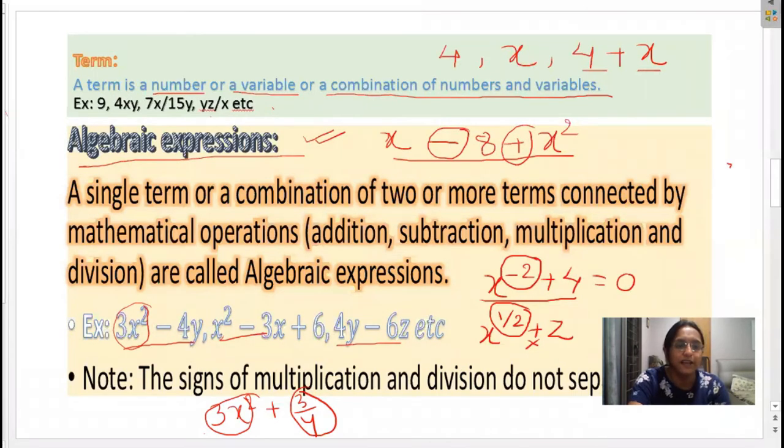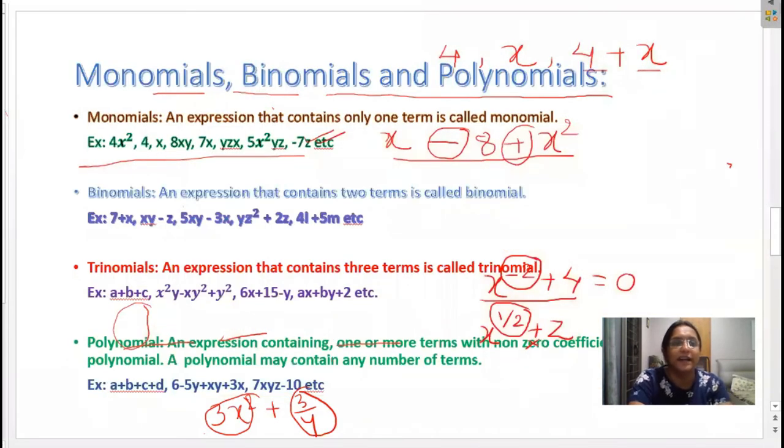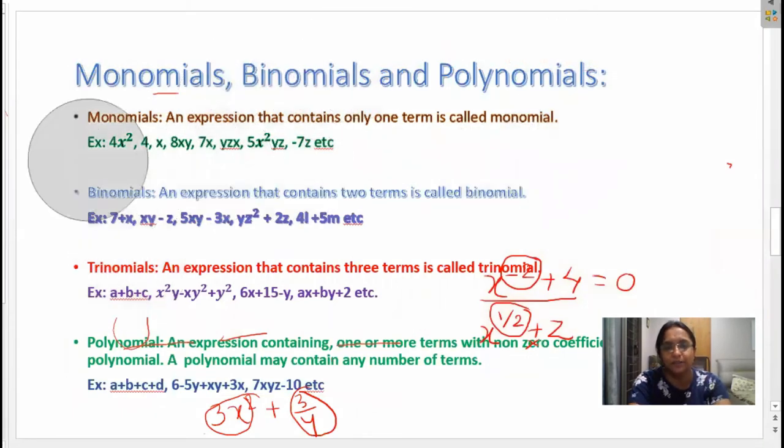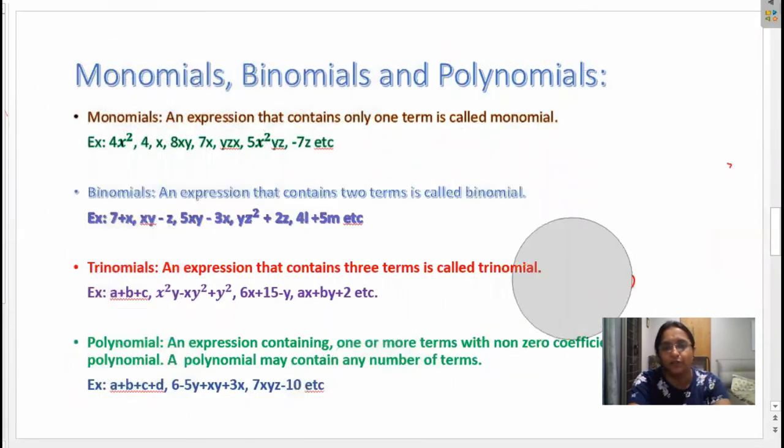Now we'll study polynomials and what the types of polynomials are. These are important from the exam point of view and to understand the chapter. In the exam, they will give separate monomials, binomials and polynomials. So before that, we'll study what monomials, binomials and polynomials are.